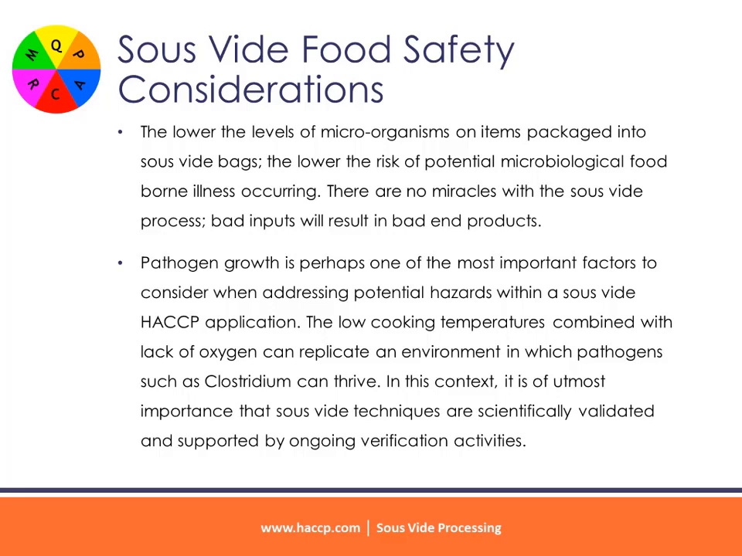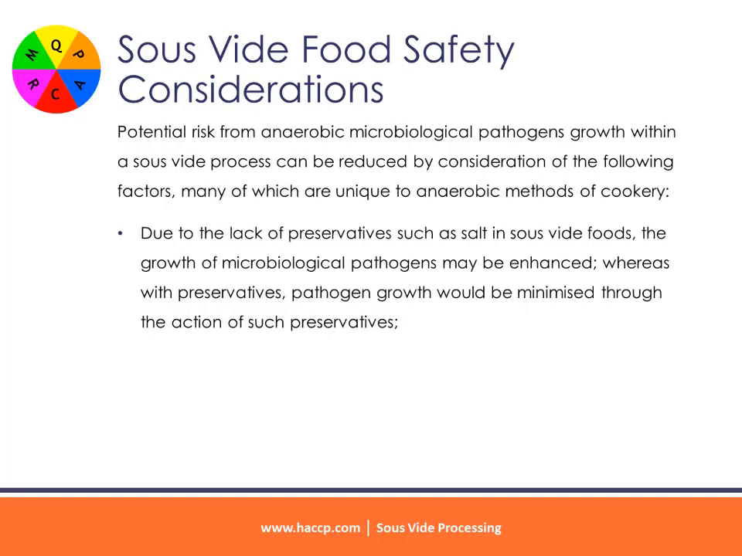Pathogen growth is perhaps one of the most important factors to consider when addressing potential hazards within a sous vide HACCP application. The low cooking temperatures combined with lack of oxygen can replicate an environment in which pathogens such as Clostridia can thrive. In this context, it is of utmost importance that sous vide techniques are scientifically validated and supported by ongoing verification activities. Potential risk from anaerobic microbiological pathogens growth within a sous vide process can be reduced by consideration of the following factors, many of which are unique to anaerobic methods of cookery.